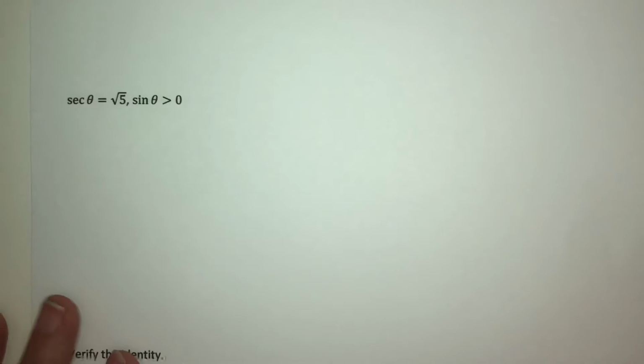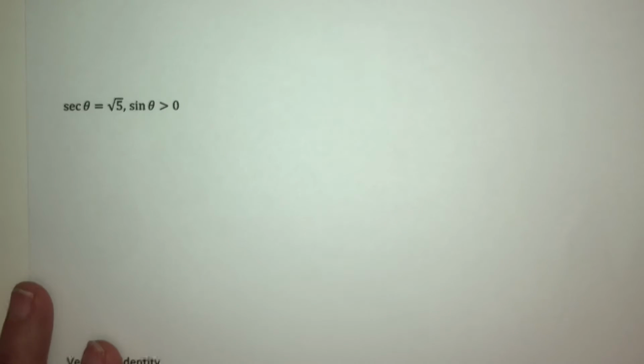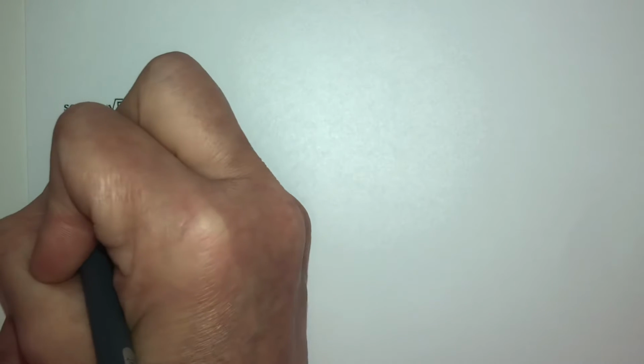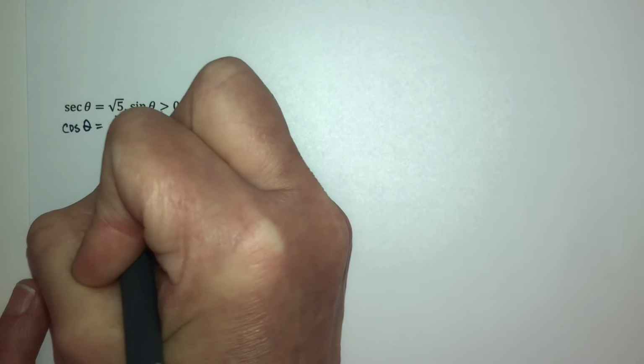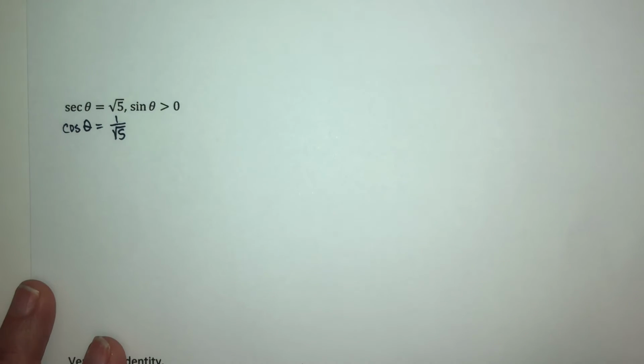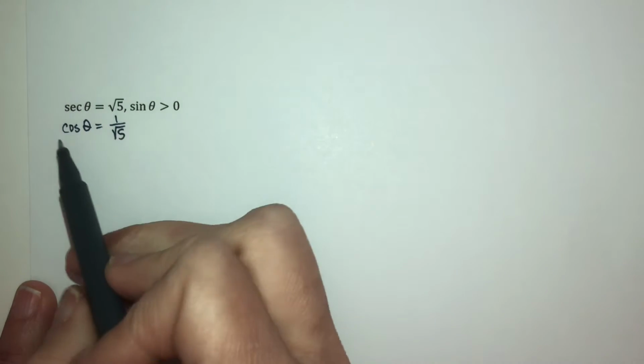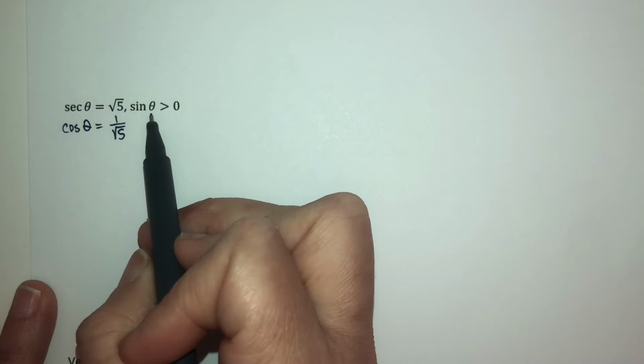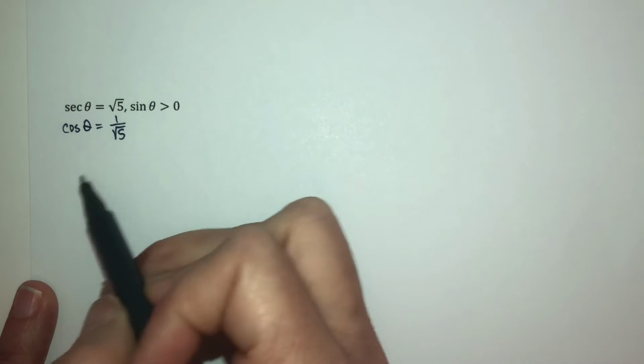Okay, so let's do this one. Secant of theta is the square root of 5. That means that cosine of theta is 1 over the square root of 5. Cosine is positive, sine is positive. That means that we are in quadrant 1.